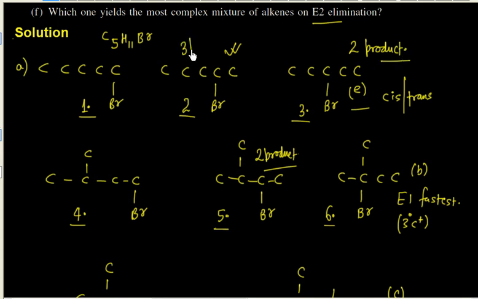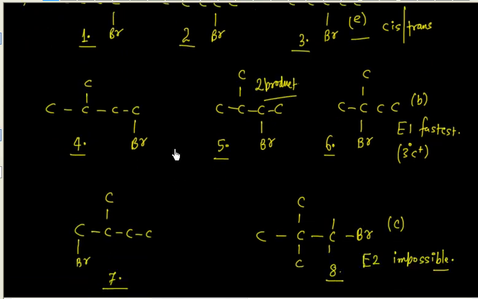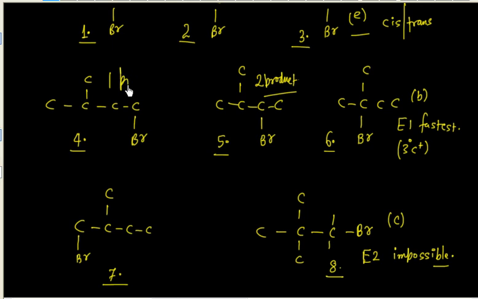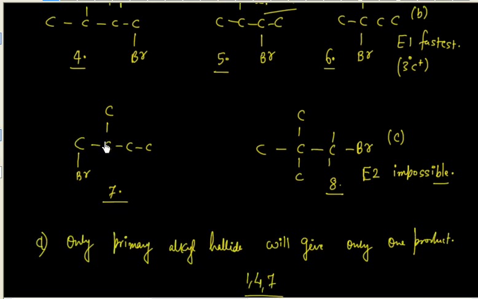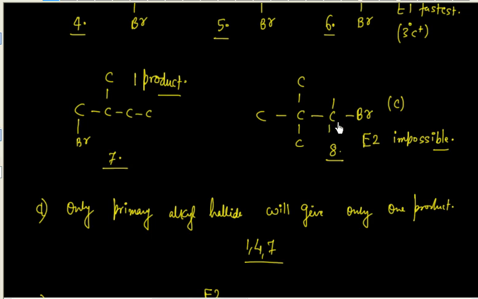In this case you will have three products, we have already discussed. In this case if you do elimination, you will have only one product. In this case again you will have one product. In this case again only one product if you do elimination. In this case again you will have no product, because no beta hydrogen, no reaction basically.